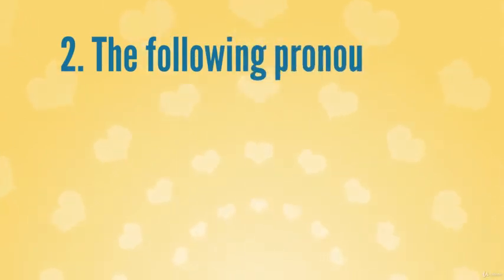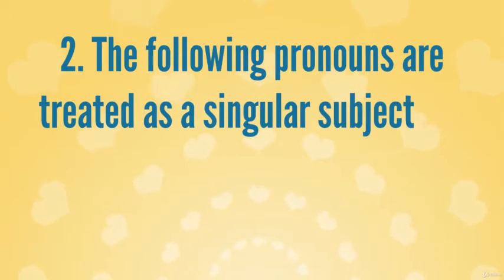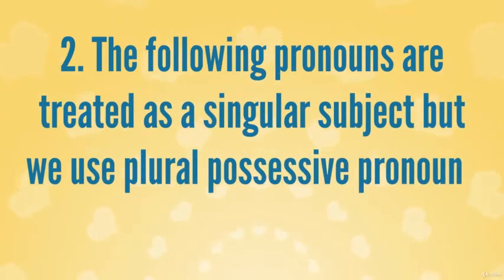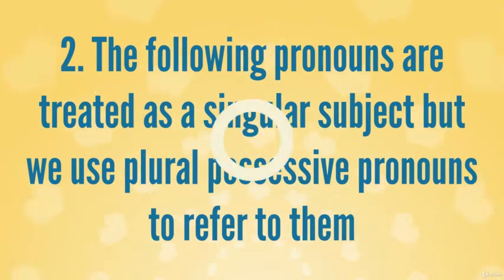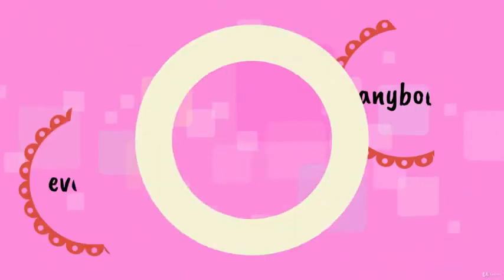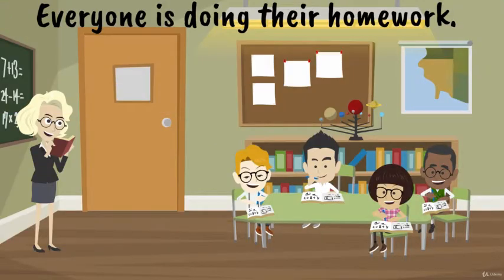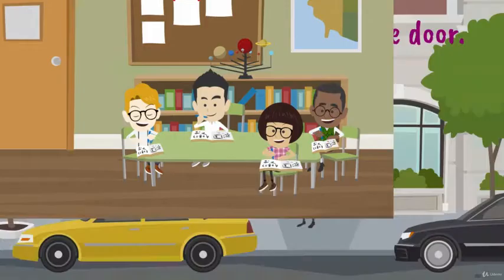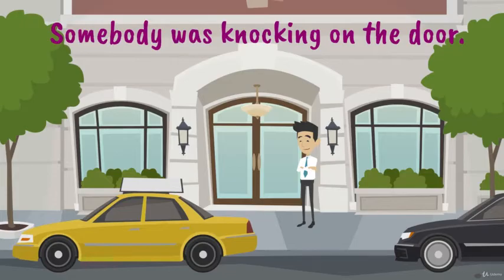2. The following pronouns are treated as a singular subject, but we use plural possessive pronouns to refer to them. Someone, somebody, anyone, anybody, everyone, everybody, no one, nobody, none. Examples: everyone is doing their homework. Somebody was knocking on the door.